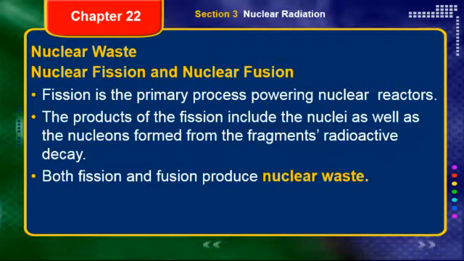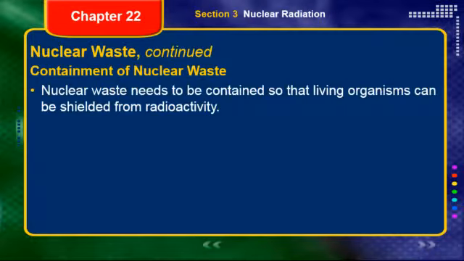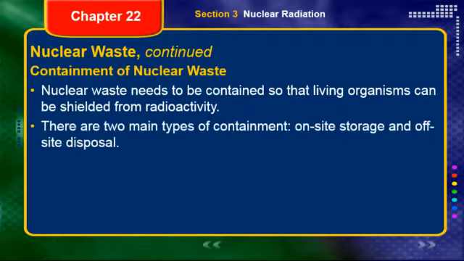Both fission, like we see in power plants, and fusion, which we see in stars, produce nuclear waste. Fission, however, produces more waste than fusion. Nuclear waste needs to be contained so that living organisms can be shielded from that radioactivity, because of all those negative side effects that we saw associated with living organisms being exposed to varying amounts of radiation. We have nausea, we have ulcers, we have death.